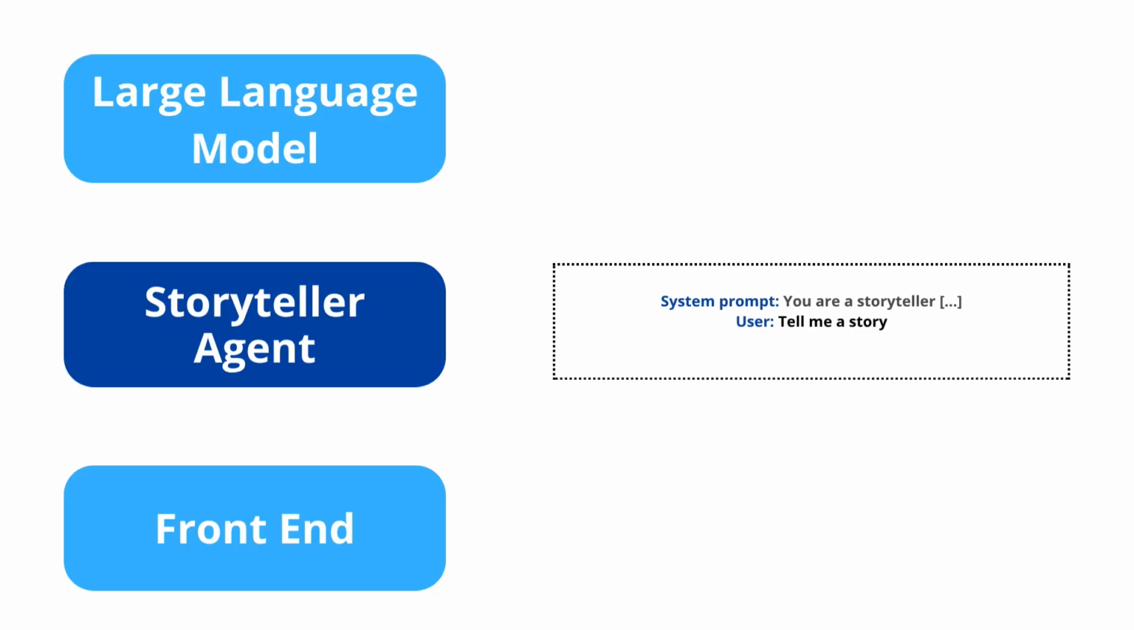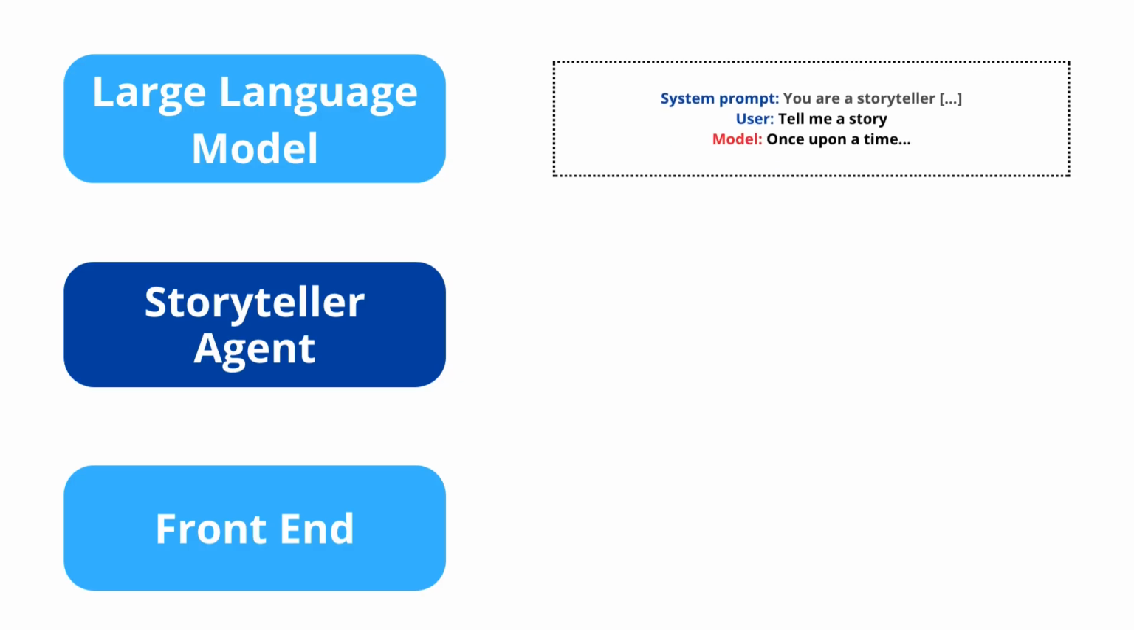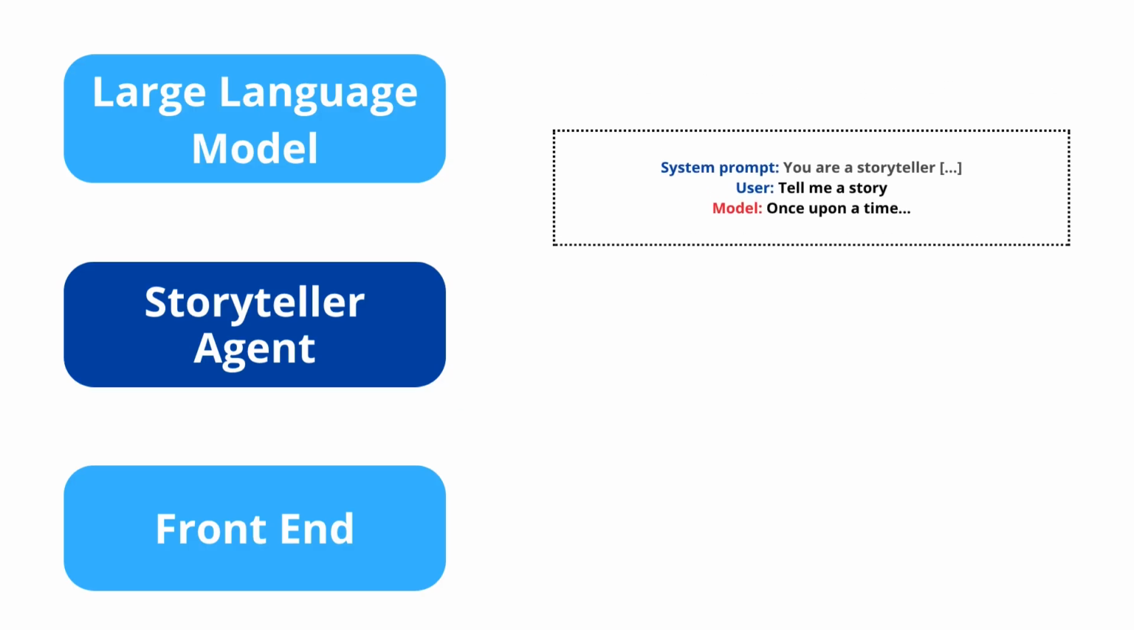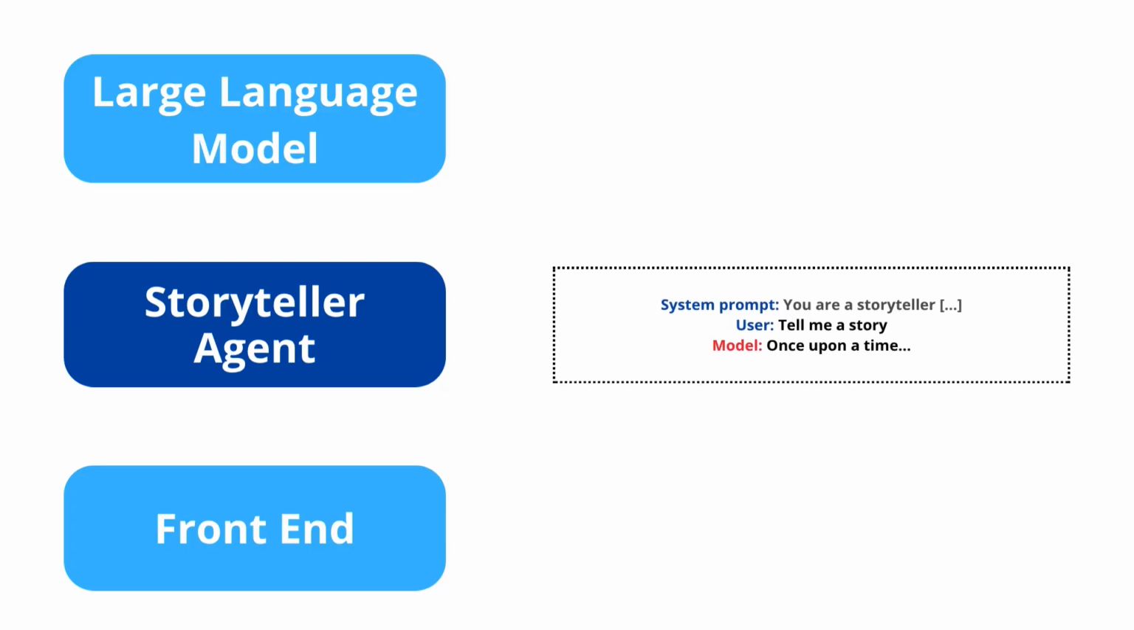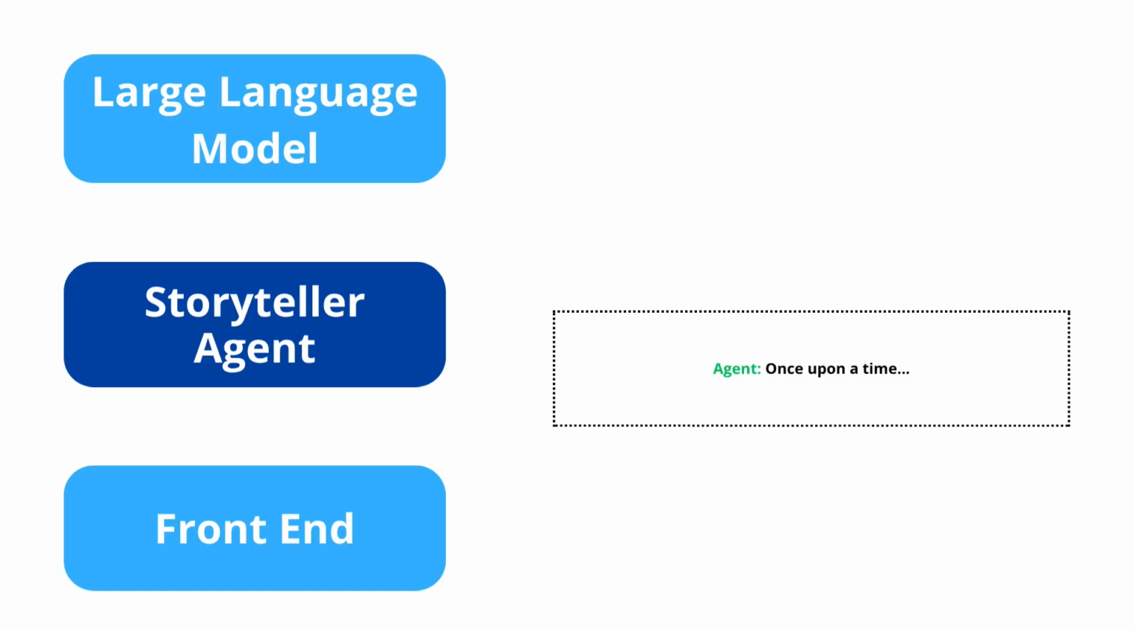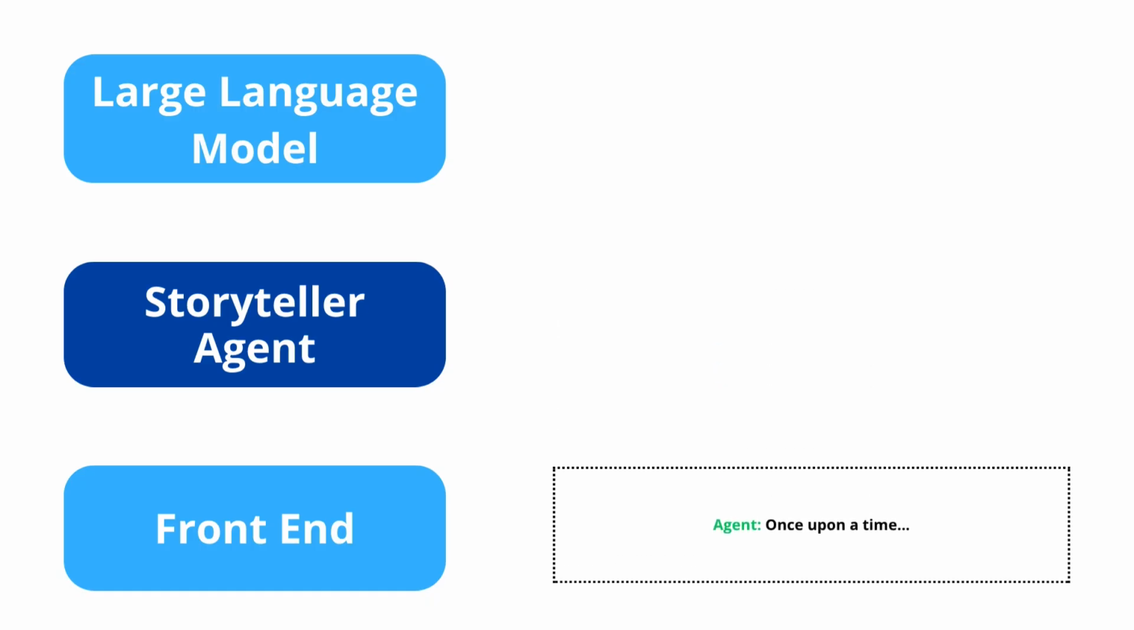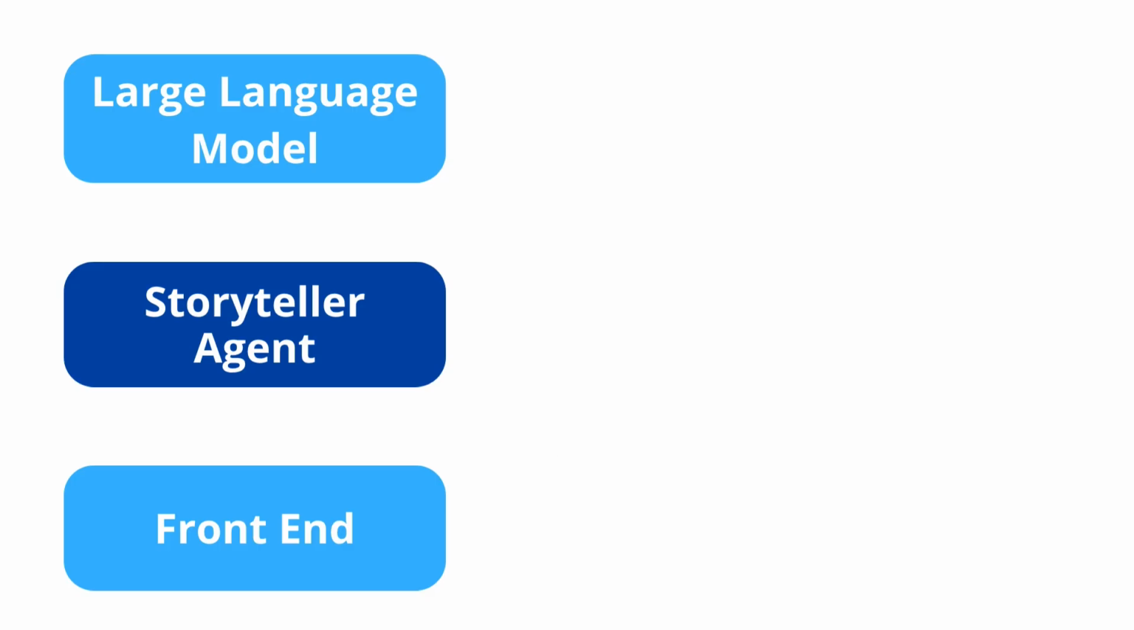Then the agent sends it to the language model, which prepares the story and sends the information back to the agent. The agent filters out any information that's not relevant to the user and sends the story to the front end. And that's basically the whole process for one agent loop iteration. But as I said, for me it's more of a chatbot. So let's consider an agent that uses tools.